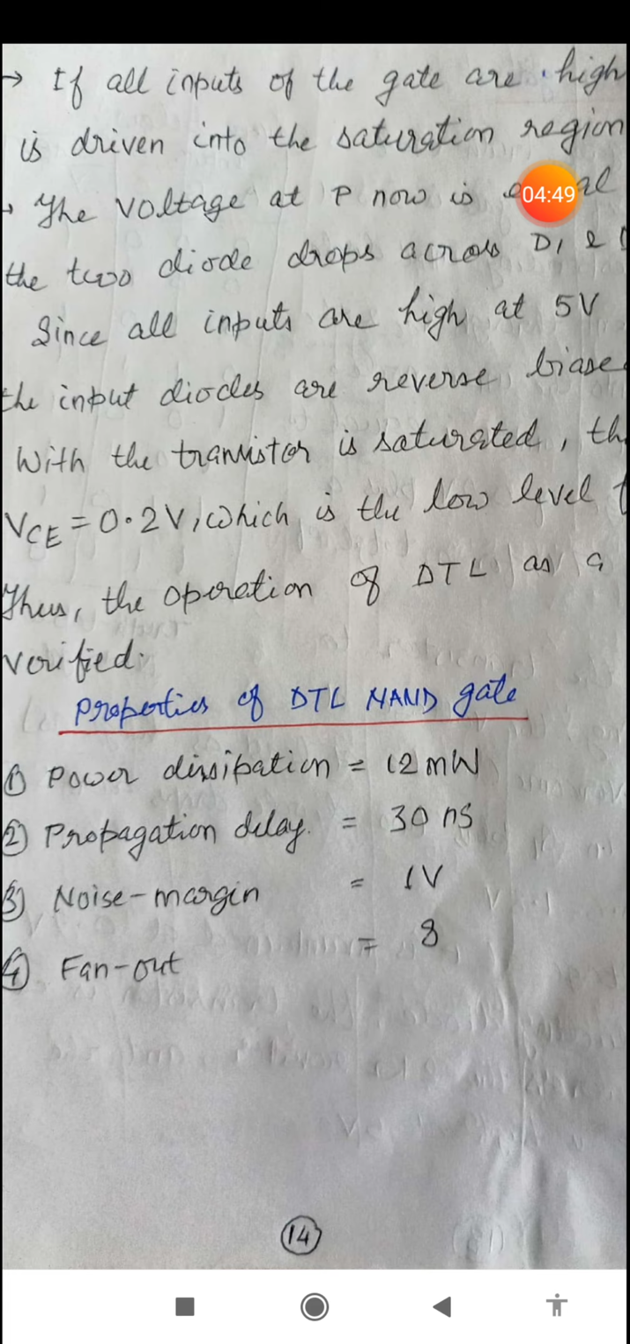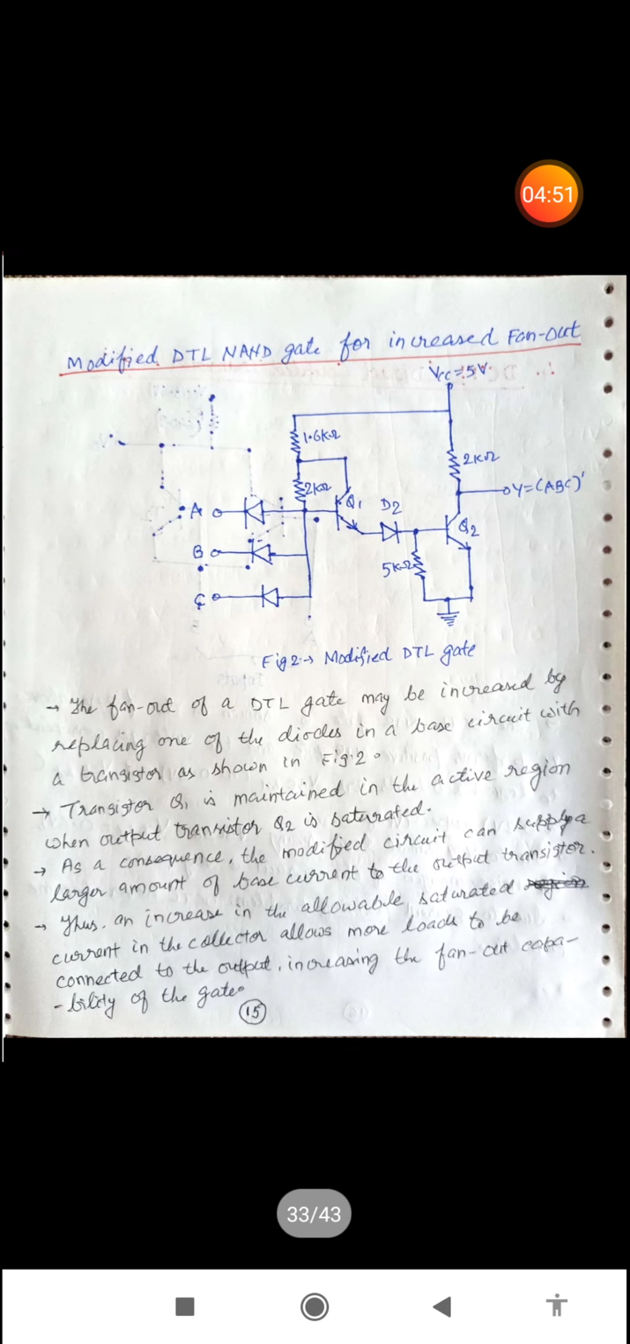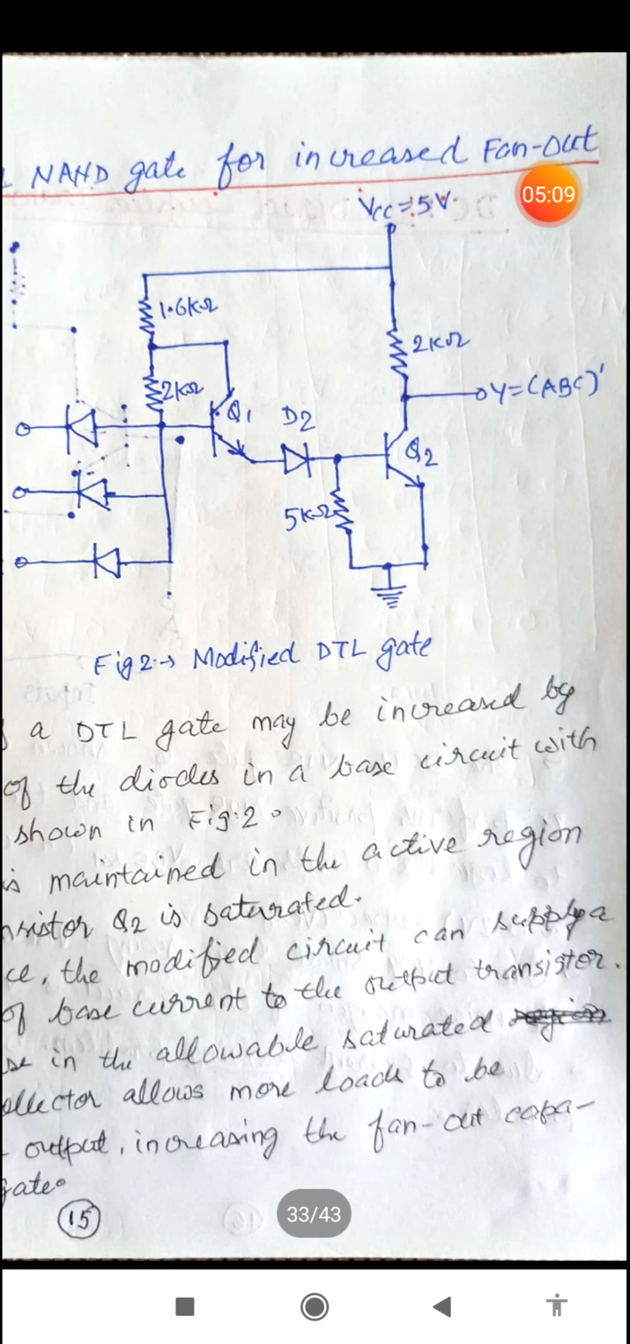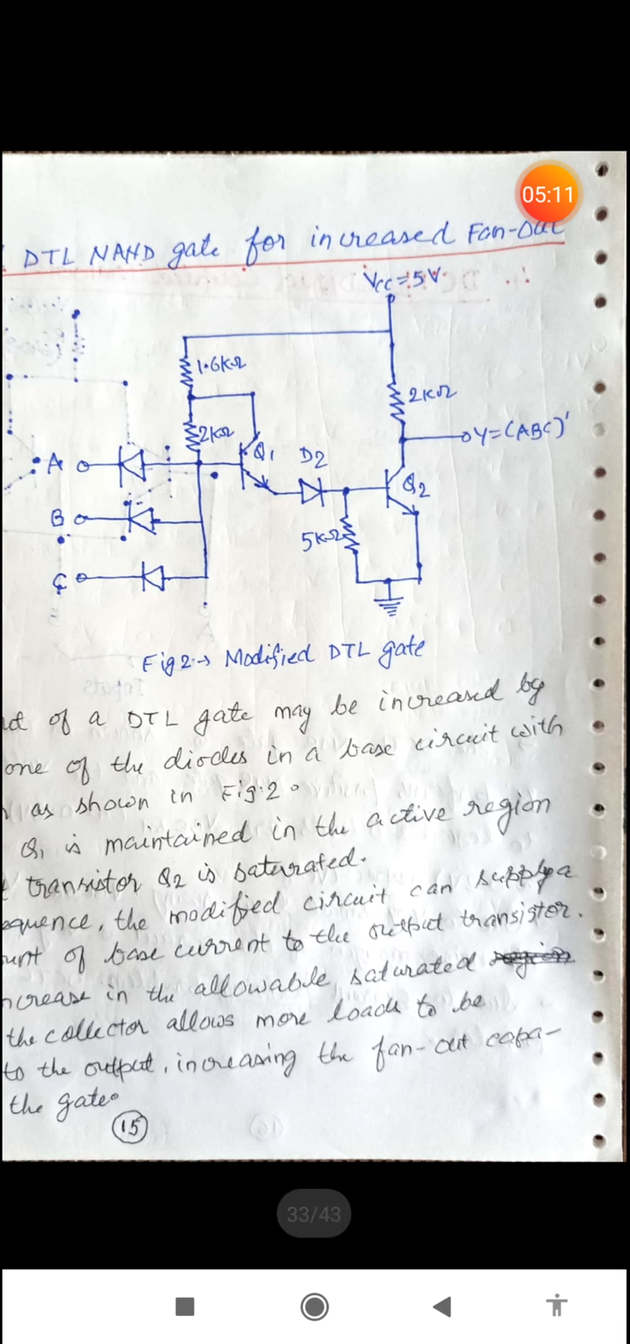Now the second one is the modified DTL NAND gate for increased fan out. The fan out of a digital gate may be increased by replacing one of the diodes in a base circuit with a transistor as shown in the figure. Here diode D1 is replaced by a transistor Q1. So the transistor Q1 is maintained in the active region. Active region means input forward biased, output reverse biased.